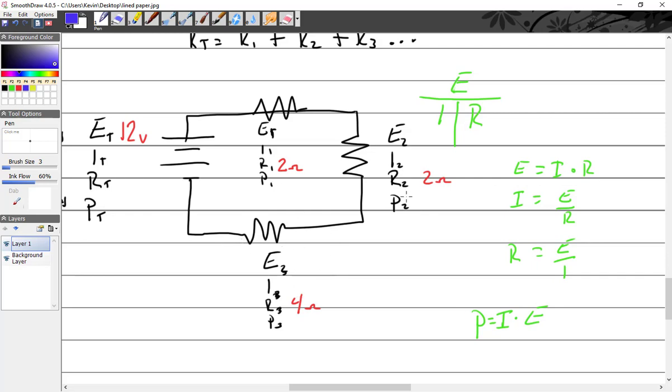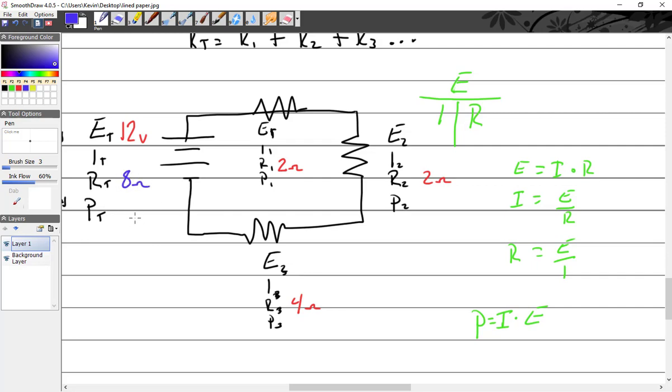So what is the first thing that I can figure out with this circuit? Total resistance. Real easy. What is total resistance? 8 ohms. Why is it 8 ohms? Because it's the sum of all. So it's 4 plus 2 plus 2. So our total is 8 ohms.